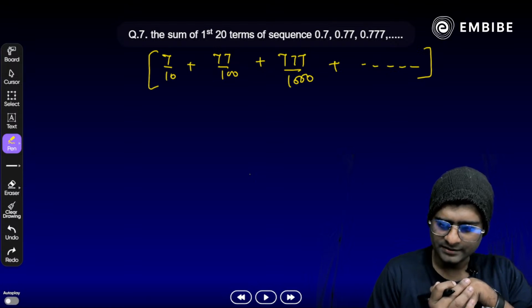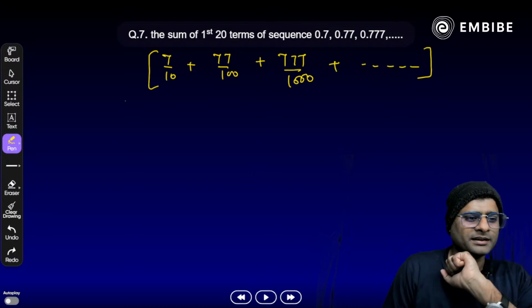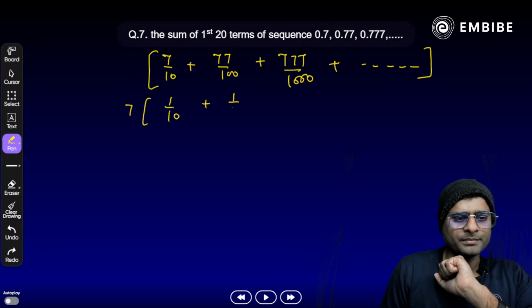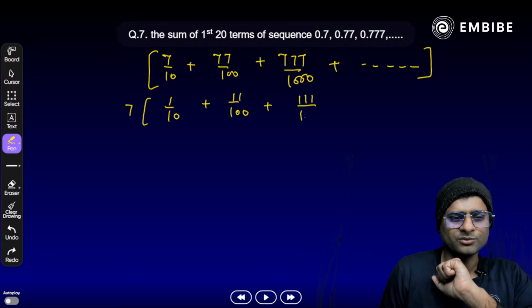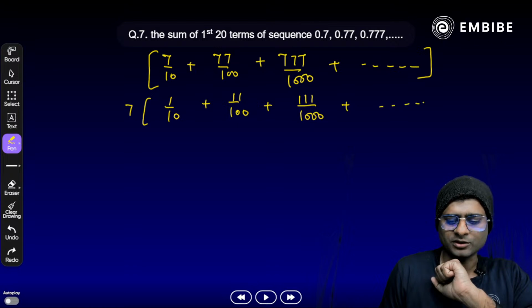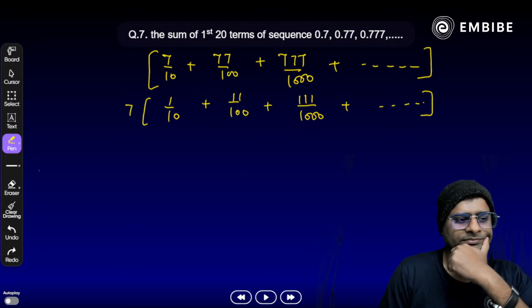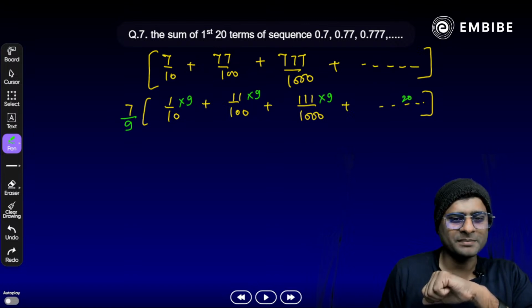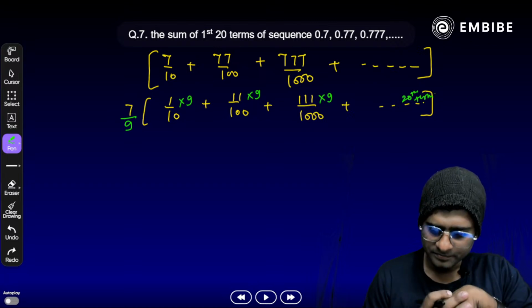Yes, only Anushka says yes here. All right, what about the rest of you? Okay, so yes, take something common in the numerator. We will get 7 common. We get 1 by 10 plus, not 1 by, it's 11 by 100, then we have triple 1 by 1000 plus and so on. Okay, what next here? Remember, how did we do such questions? Divide by 9 and then multiply by 9 here, up to 20 terms. Remember, you have to write up to 20 terms here.